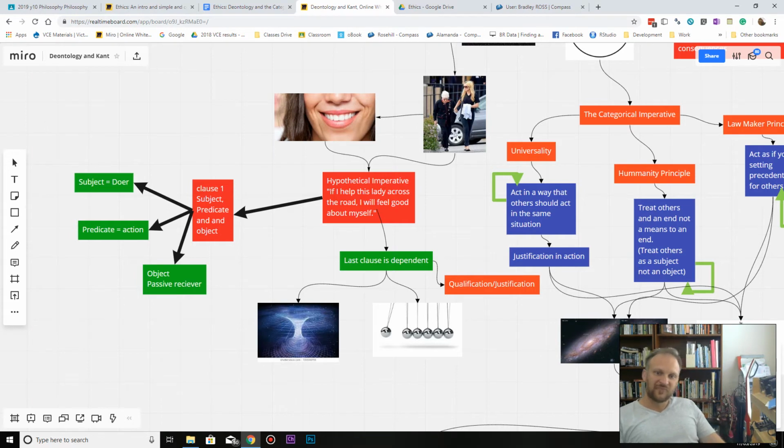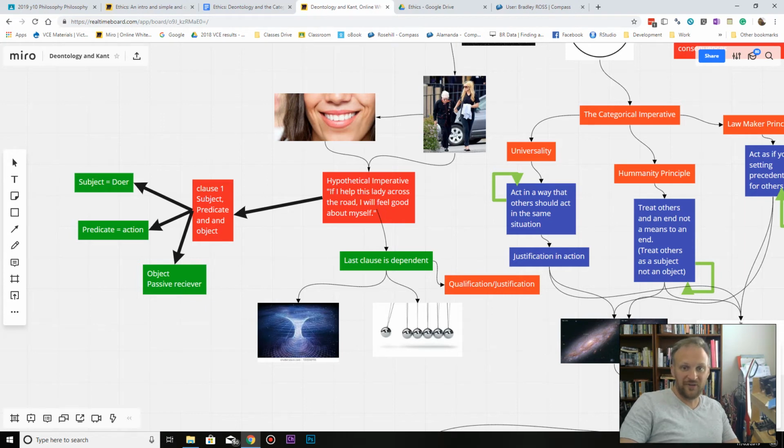All right, so in this statement also of me walking the lady across the road, we have what we call subject-object-predicate, and I feel good about myself. This last clause depends on the first clause. If I say I will feel good about myself, something is missing. The statement doesn't make sense by itself. But if I attach it to the first clause, which is if I help this lady across the road, guess what? It makes sense because it depends on the first clause for it to be understood.